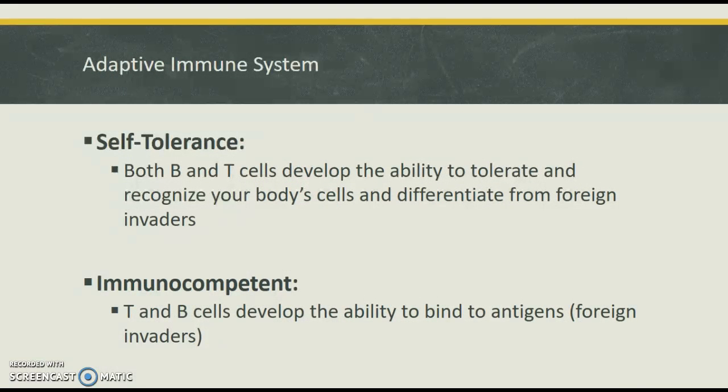So self-tolerance. This is one of the things that they go to school for. Remember I was just talking about they go to school and mature. Both T and B cells have to learn how to recognize your body's cells. They have to be able to identify a foreign invader, but also maintain that your own cells aren't dangerous. And they have to become immunocompetent, which means they have to be able to actually bind to foreign invaders.